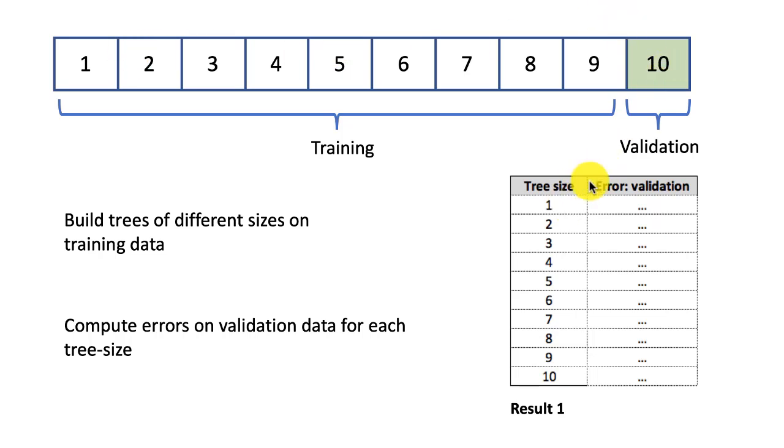So for that, with the tree size of 1, this was the error. For a tree size of 2, this was the error, and so on. It's going to get that. Let's call that whole set result 1.